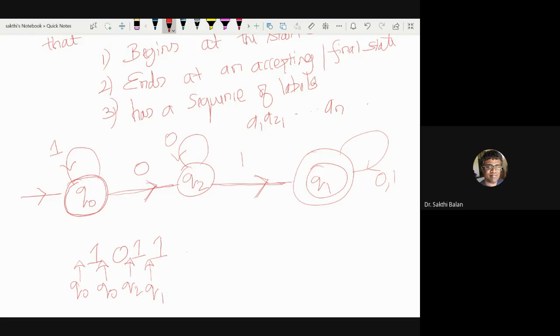It will go to Q1. Now from Q1, it is reading a 1 and it will remain in Q1. So now you have a path.